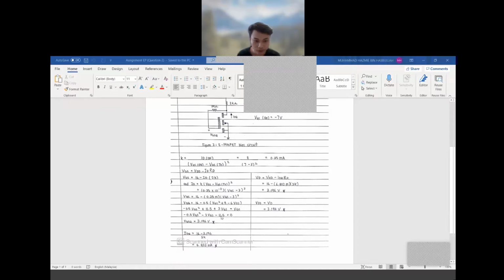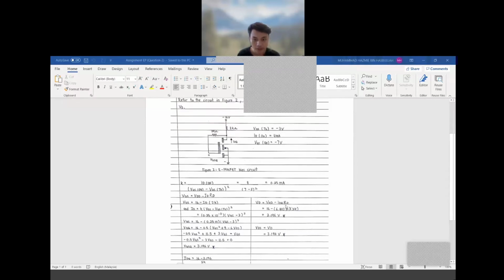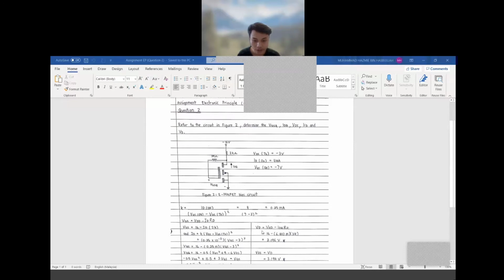And then we find the value for IDQ. And this is the solution for IDQ. IDQ is equal to 16 minus 3.196 over 2K. You can get the value for IDQ is 6.402 milliamp.